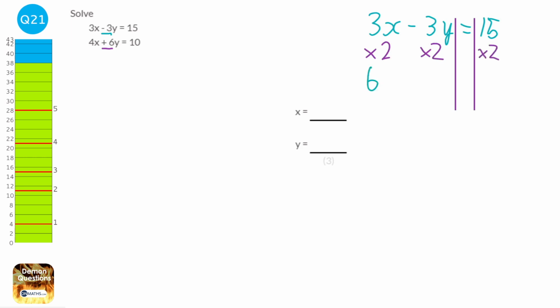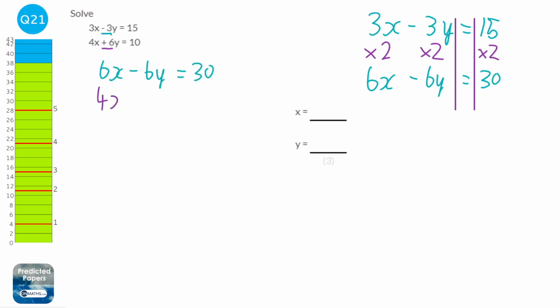So we get 6x minus 6y equals 30. So I'm just going to write that in again. So 6x minus 6y equals 30. And I'm going to write in the second equation underneath, because that's how we do it with simultaneous equations. Now, simultaneous equations, we work downwards. So I'm just going to show circles showing that we're going downwards here.